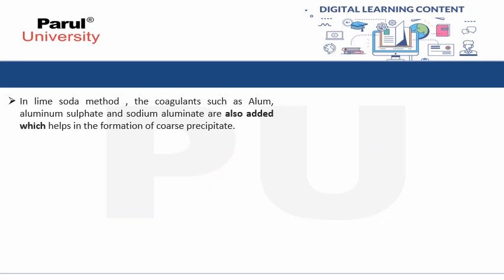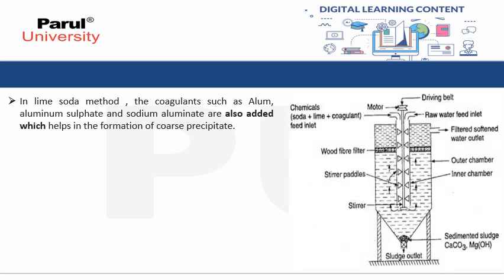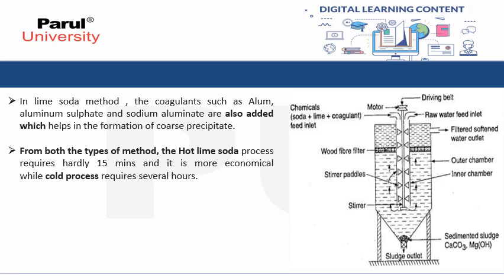In the lime soda method, coagulants such as aluminum sulfate and sodium aluminate are also added, which helps in the formation of coarse precipitate. Of the two types of method, the hot lime soda process requires hardly 15 minutes and is more economical, while the cold process requires several hours.